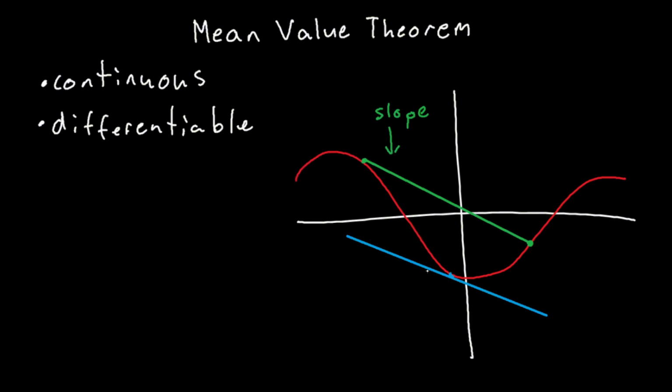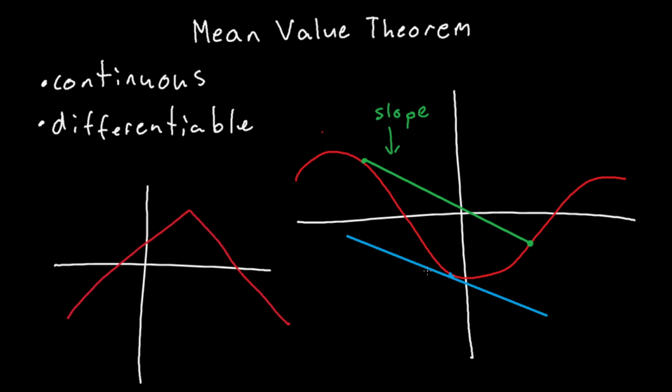So, if you have a function that has sharp turns, like this, okay? And you pick 2 points between these, and you find the slope of the secant line. Since this function is not differentiable, it does not meet the conditions for the mean value theorem. It's not differentiable along the interval, at least, between these 2 points.